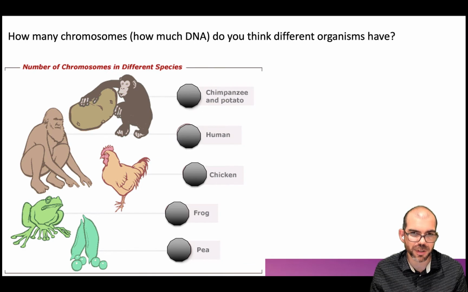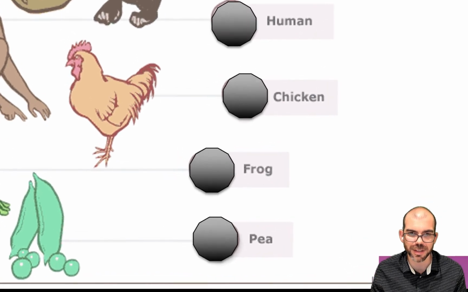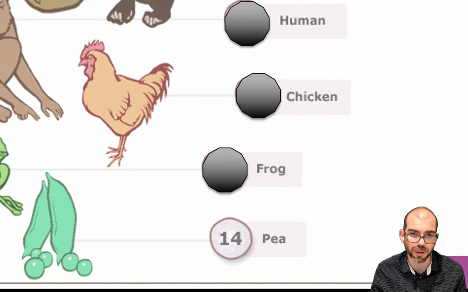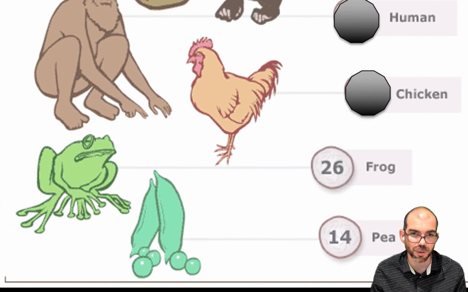So let's think about DNA for all life on Earth. How many chromosomes or how much DNA do you think each different organism has? So let's start with a pea. How much DNA do you think a pea has? Well, a pea has 14 chromosomes. Okay. How about a frog? Frogs have 26, so we have more DNA than the pea.